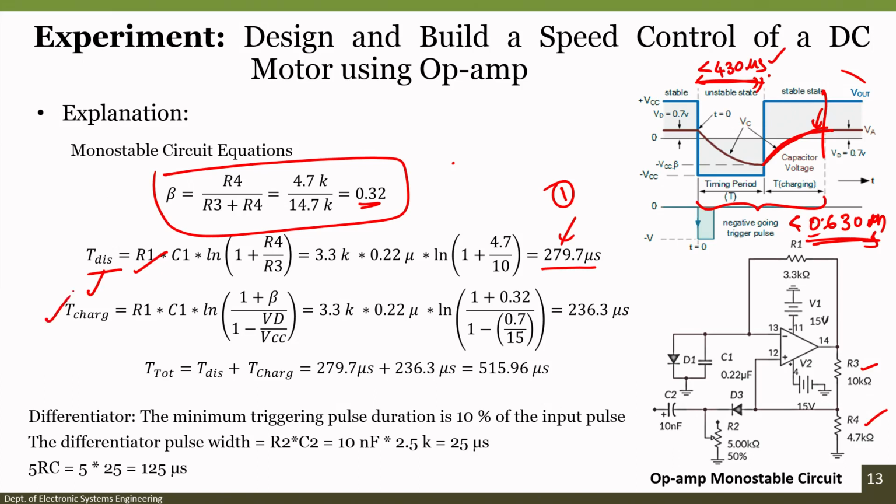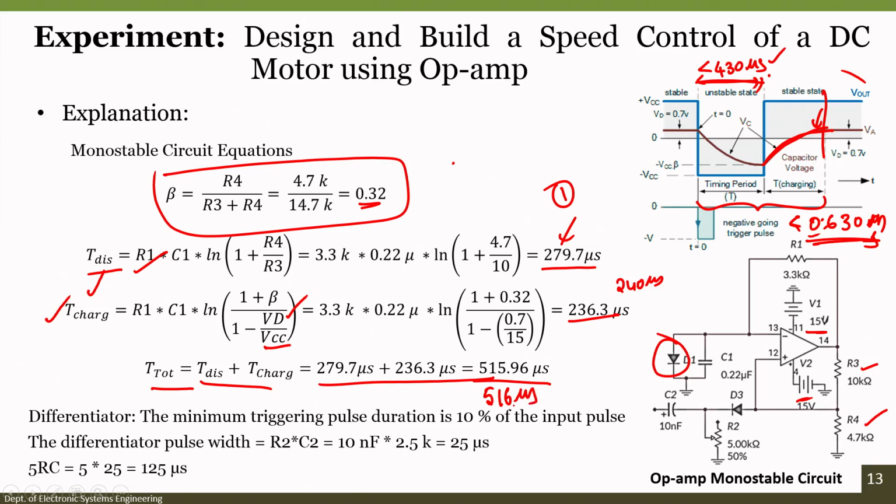So, the capacitor charging time is nothing but R1 C1 log of 1 plus beta by 1 minus Vd into Vcc, where Vd is the cut-in voltage of the diode that we are considering, as well as Vcc, the power supply that you are considering. When you substitute all the values, we are taking 1N4007, we can calculate it as approximately 240 microseconds, right.